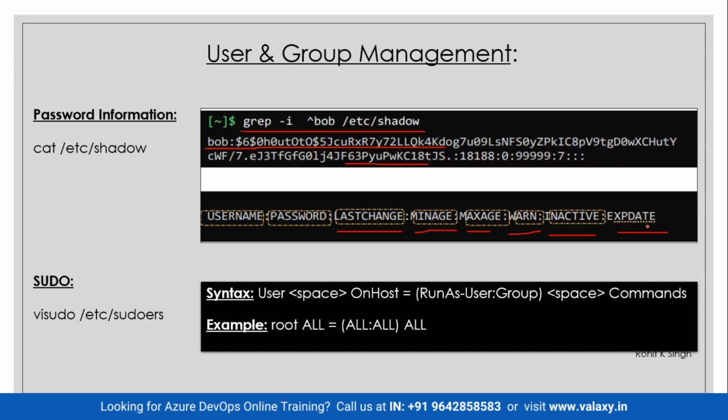Suppose you're working as an administrator, and you're getting a query that I'm not able to log in. There's a great chance that the password has expired or the user is inactive. How do you check it? You have to go into the /etc/shadow file and see if the user is expired, or if the user is inactive, or if the password is expired. All this will be set inside the /etc/shadow file. Understood, guys?